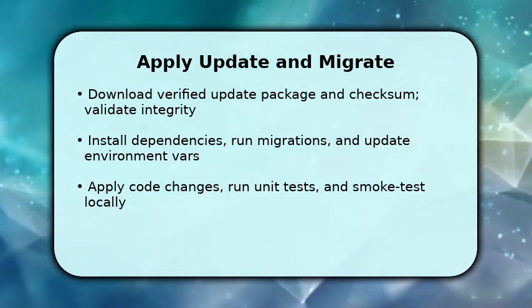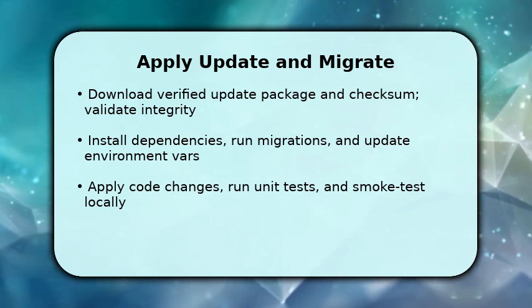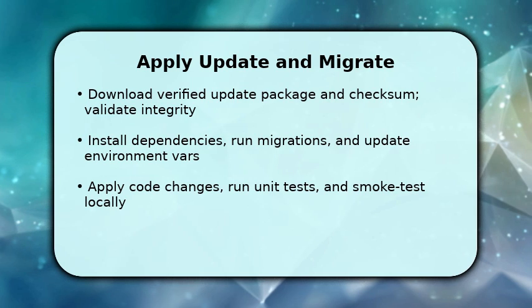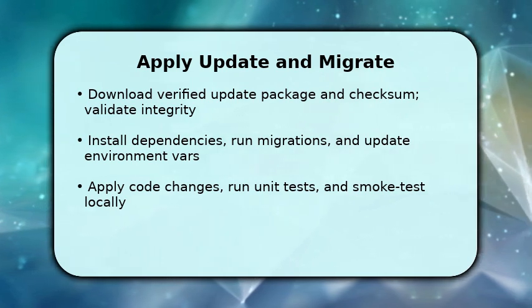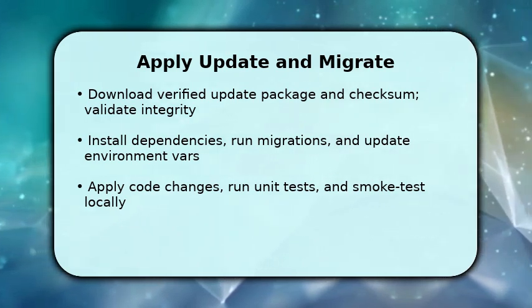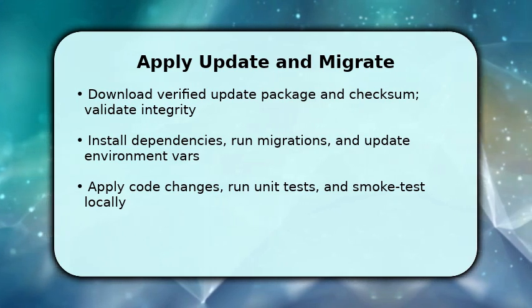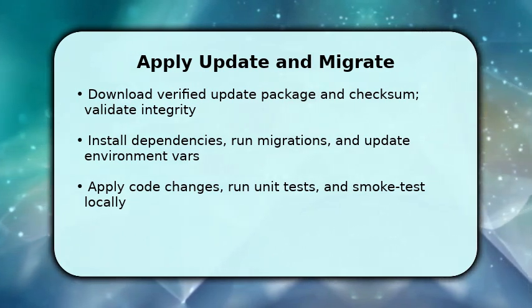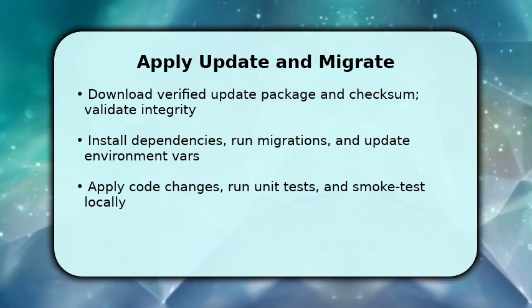Apply the code changes, then run unit tests followed by a quick smoke test in a local or staging environment to exercise core flows. If tests pass, prepare the deployment artifact. If not, address failures, rerun tests, and only then proceed to production rollout.